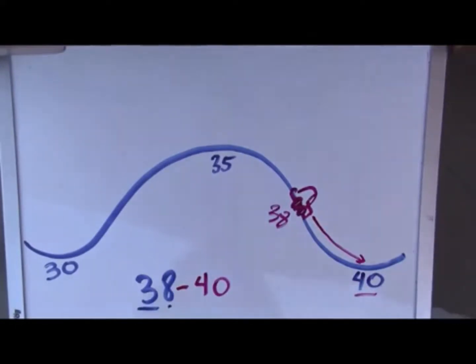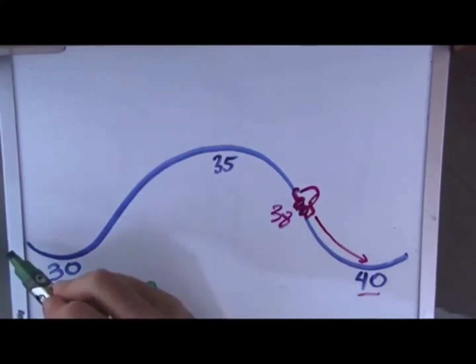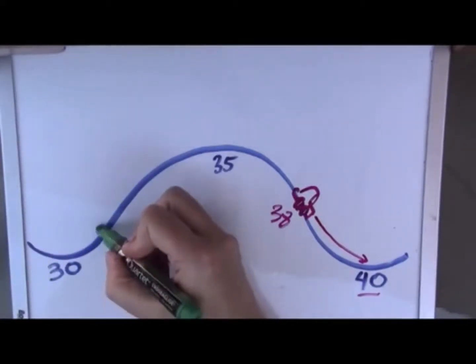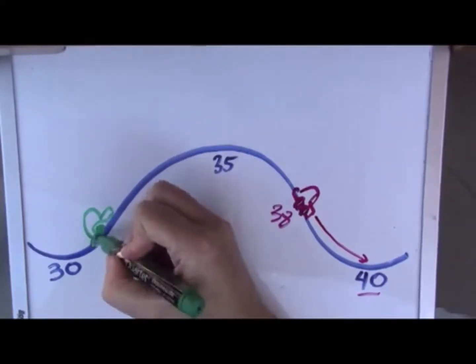Let's try that with another number, 32. So we'll look on our number line. We find 32, probably right about there. We'll make our car.